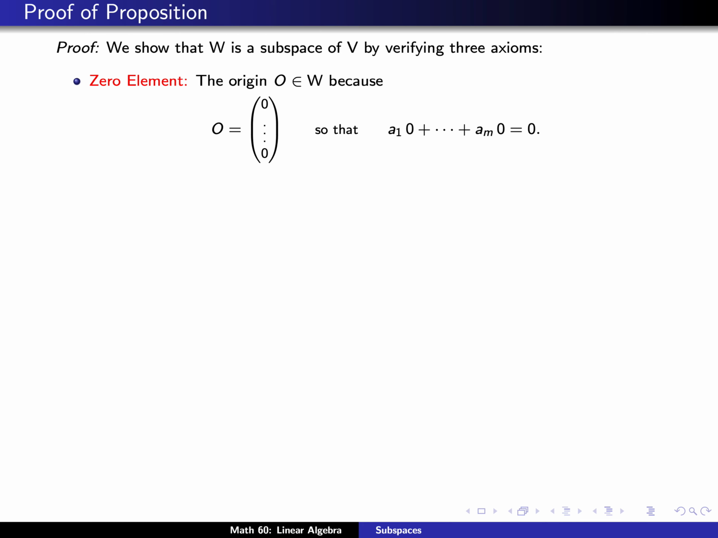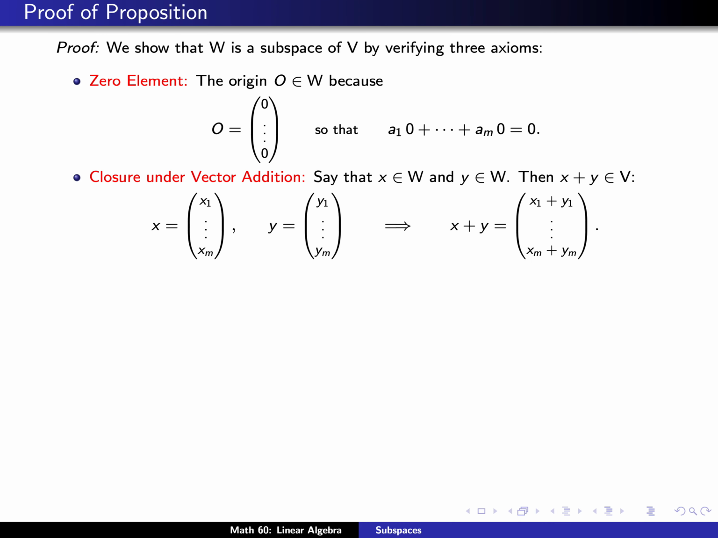So we have to make sure that the equation that cuts out W is satisfied. Well, if I plug in x1 is 0, x2 is 0, and so on and so forth, then I see that a1 times 0 plus so on and so forth, am times 0 should all equal 0. Since that equation is satisfied, we see that the origin must exist in our set W. Therefore, W has a 0 element.